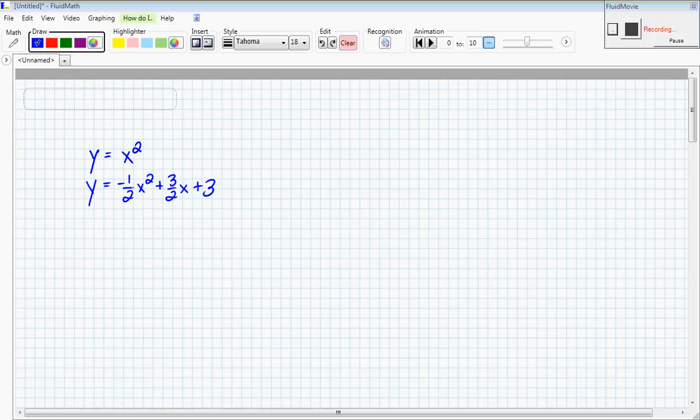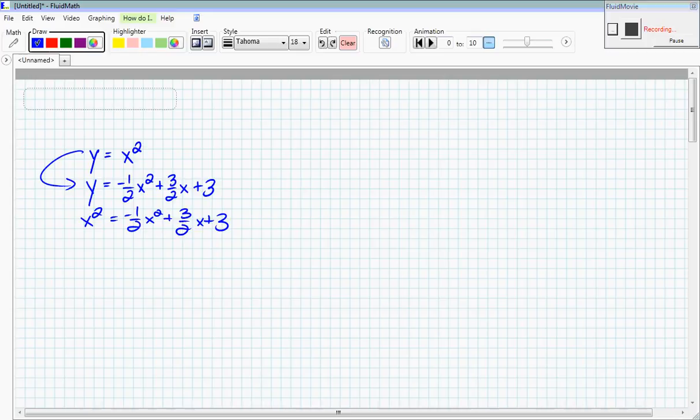They say to use substitution, and the reason being this top equation here has already been solved for the variable y. So we can simply take this and substitute it into the other equation, giving us x squared equals negative 1/2 x squared plus 3/2 x plus 3. Just remember with substitution not to plug the equation into itself, because then what you would actually be doing is comparing an equation with the exact same equation, which is going to seem that it always has an infinite number of solutions. So as long as you plug it into the other equation, you're okay.